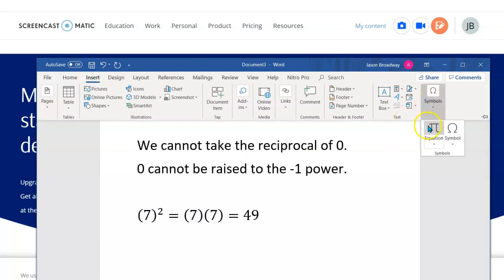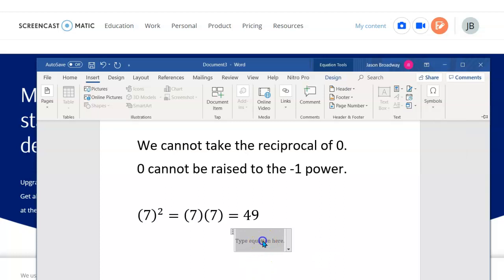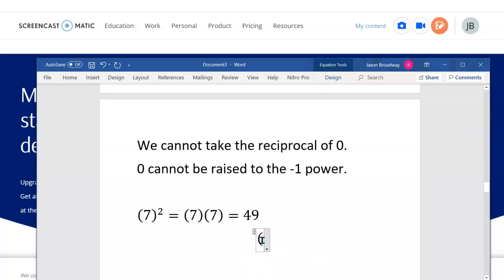And here's how we handle the negative 2 power. If I did 7 to the power of negative 2, what I would do is 1 over 7 times 7, and that would be 1 over 49. So it just takes the reciprocal, like that.